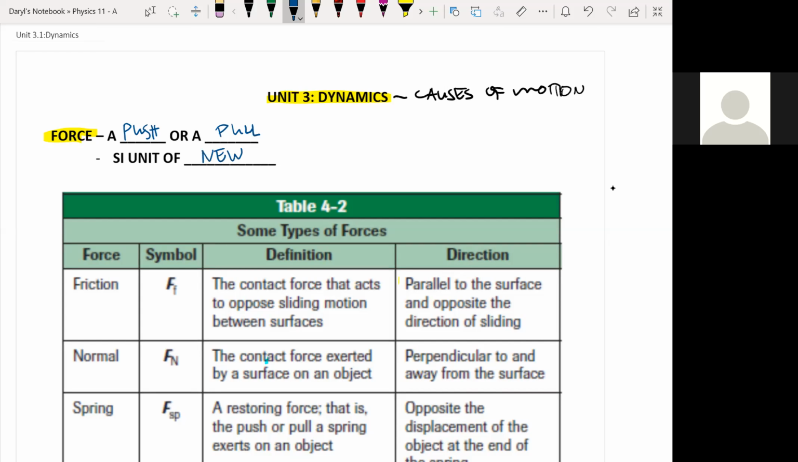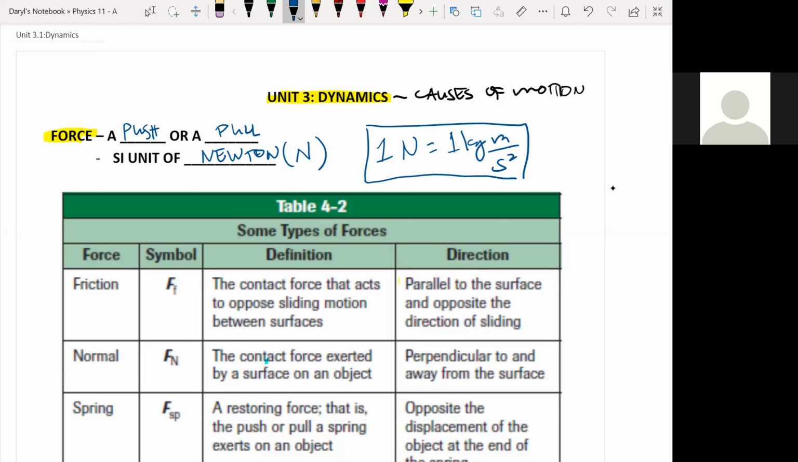So for force, automatically, if we're talking about force, we use that particular unit, which is Newton, or represented by capital N. Okay, and Newton is actually a derived unit. 1 Newton is considered as equivalent to 1 kilogram meters per second squared. So later on, we will try to define the significance of a Newton.